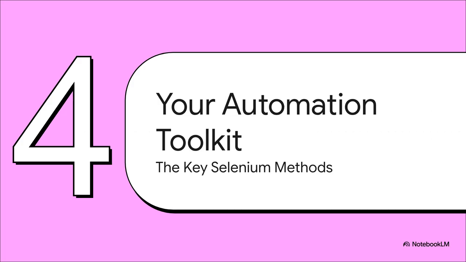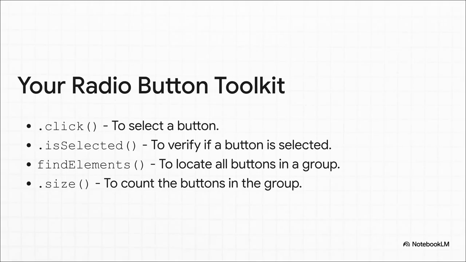So let's wrap this all up by putting it all together. Think of these 4 methods we just went over as your go-to toolkit for handling pretty much any radio button situation that gets thrown at you. It's really that simple. You've got your action, .click. You've got your verification tool, .isSelected. You've got your way to grab a whole group, find elements, and your way to count them, .size. Armed with these 4, you can handle just about any radio button scenario with total confidence.